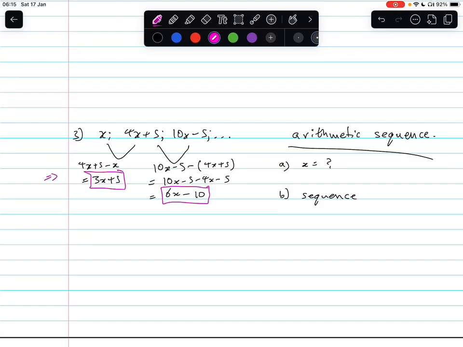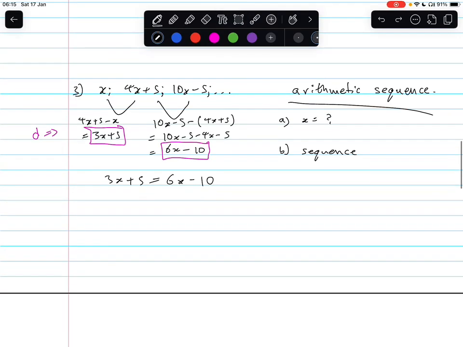We know that all of this equals d, right? So 3x plus 5 equals 6x minus 10. That's what we know about an arithmetic sequence, right? So we bring the negative 10 to the left hand side, it becomes positive, and the 3x to the right hand side becomes negative. So that's 15 equals 3x. We divide both sides by 3. Therefore, the value of x is what? 5. Cool. Then that's for A.